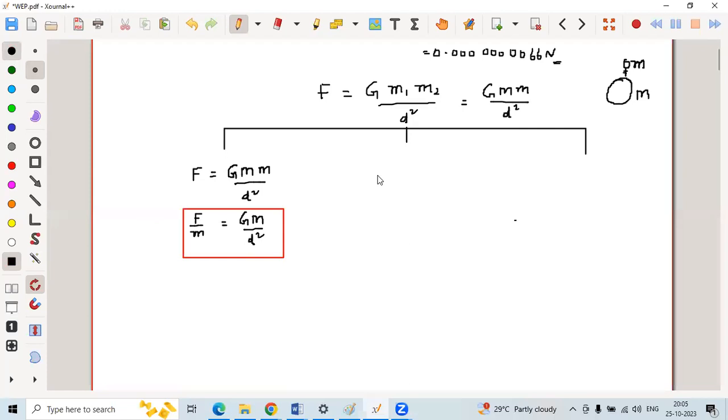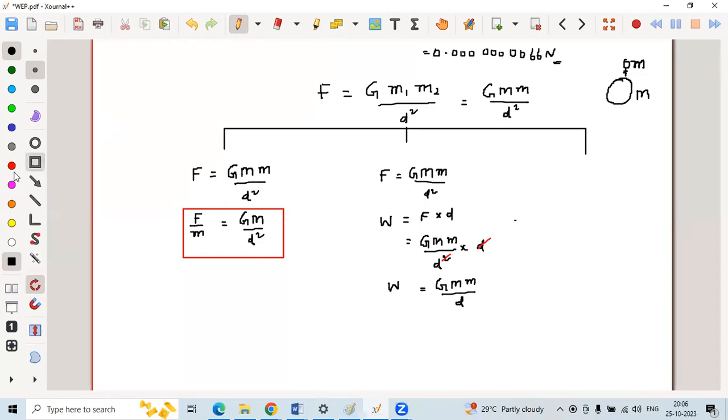We already learned the work done formula. Can anyone recollect what the work done formula is? W is equal to F into displacement. Very good. Right? W is equal to force into displacement. Instead of s, I am taking distance. Now substitute. What is the force? G capital M small m by d square into d. Wow, d cancels. So finally I got work done is equal to G capital M small m by d. Wow, keep this in a box.